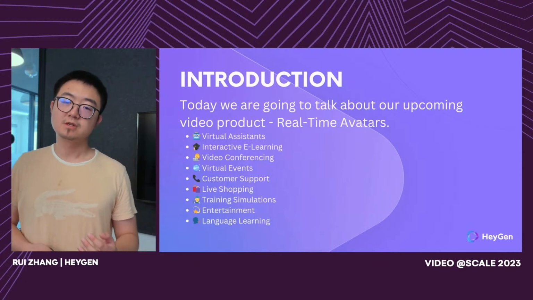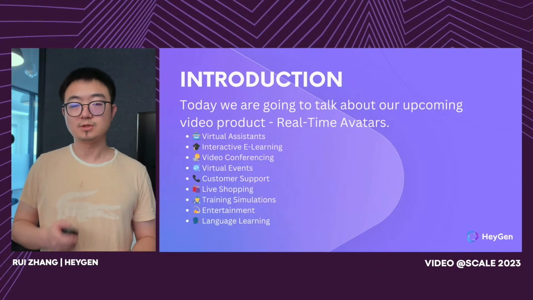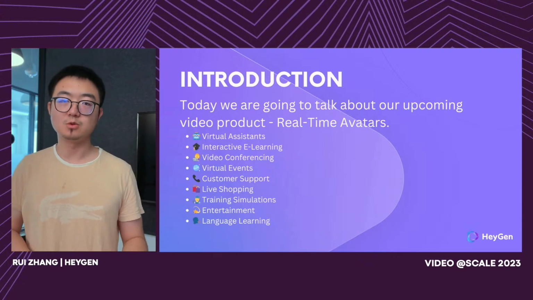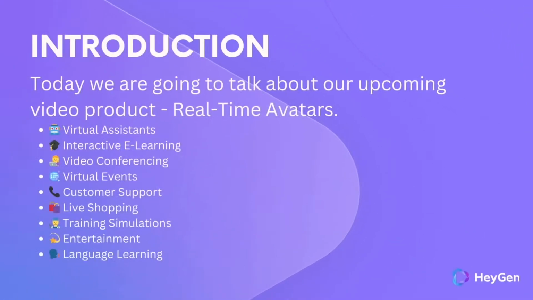But today, what I'm going to cover is our real-time avatar product. So first, what is actually a real-time avatar and what can it be used for? A real-time avatar is a virtual avatar that you can communicate with in real time. You can ask him or her questions, and you can also use it for some other use cases. For example, interactive e-learning, video conference, and also customer support.